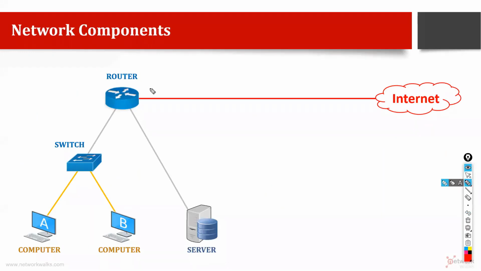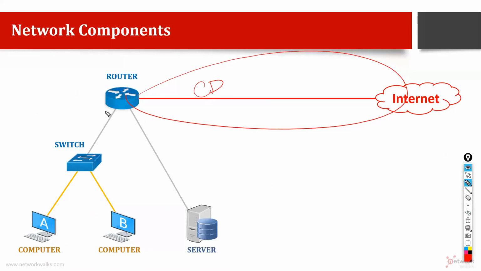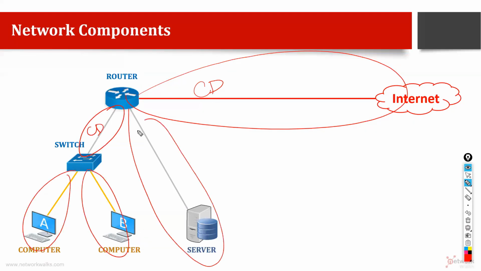Here, how many collision domains? Each port on a router is a collision domain. Each port between them is a collision domain. Each port on a switch is also a collision domain. So 1, 2, 3, 4, 5 collision domains.